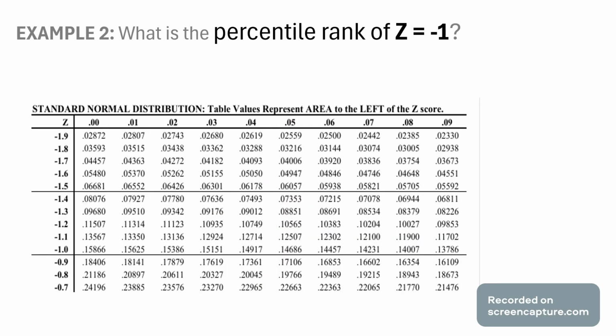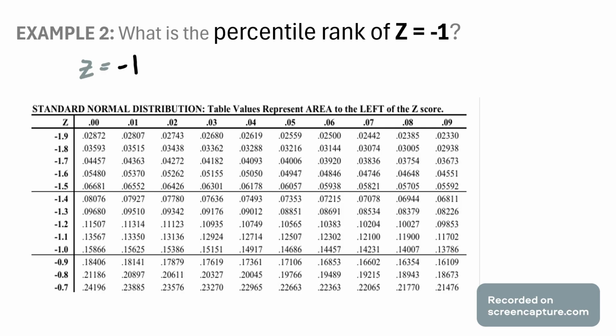Here's another example. What is the percentile rank of z equals negative 1? Percentile rank means how much percentage of the values falls at or below the given number. Different terms, yes, but the same principle. We use this time the table for negative z values.